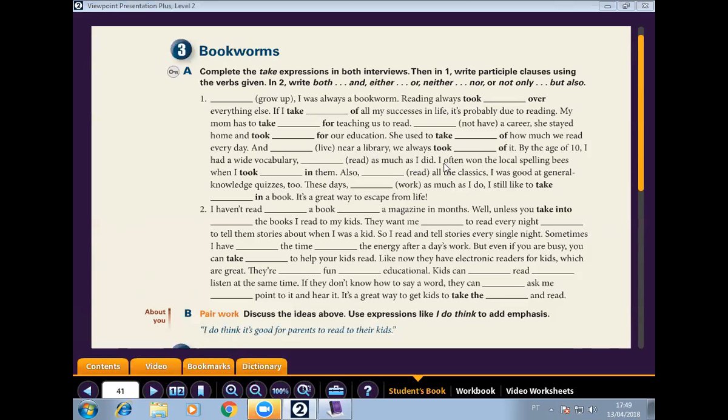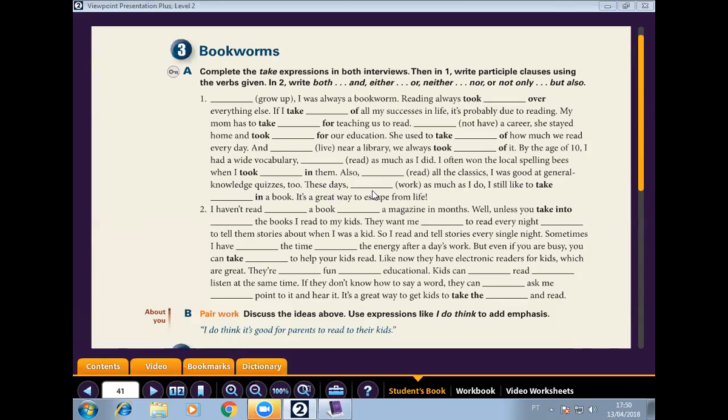I often won the local spelling bees. And remember, spelling bee is about to come. I won the local spelling bees when I took part in it. Remember, if you take part in something you are involved in, you participate. Also, again, you can use having read or reading all the classics. I was good at general knowledge quizzes too.